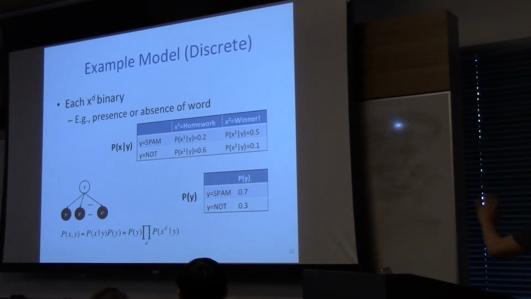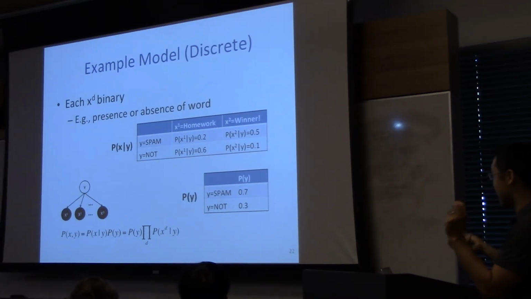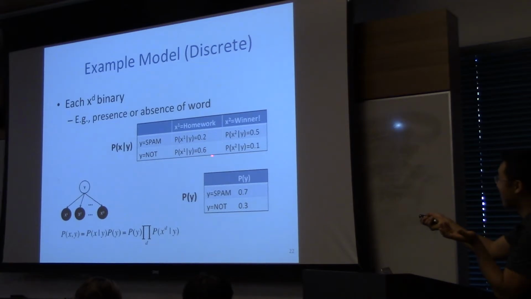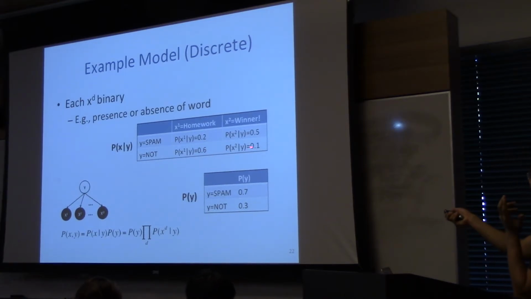Right? So according to this model that we already have, or that was given to us, or we trained from data, the prior probability in our training set of an email being spam is 70%, not being spam 30%. Conditioned on the email being spam, the probability that the word homework appears in the subject header is 20%, and the word winner appears in the subject header is 50%. Conditioned on the email not being spam, the probability that the word homework appears in the subject header is 60%. The probability that the word winner appears in the subject header is 10%. And the negation of this is just 1 minus the values.